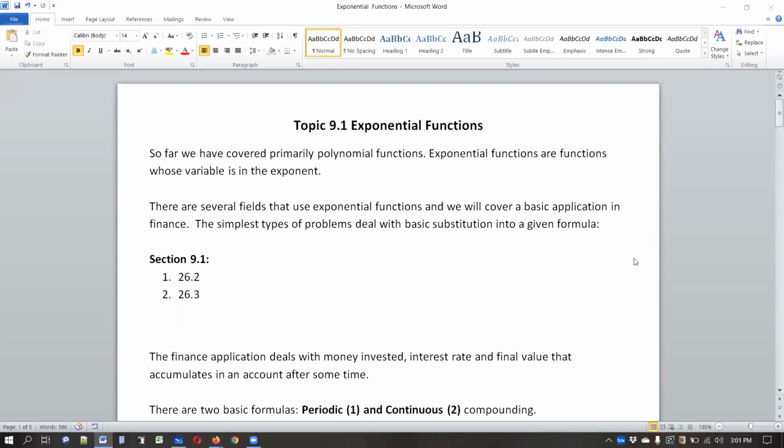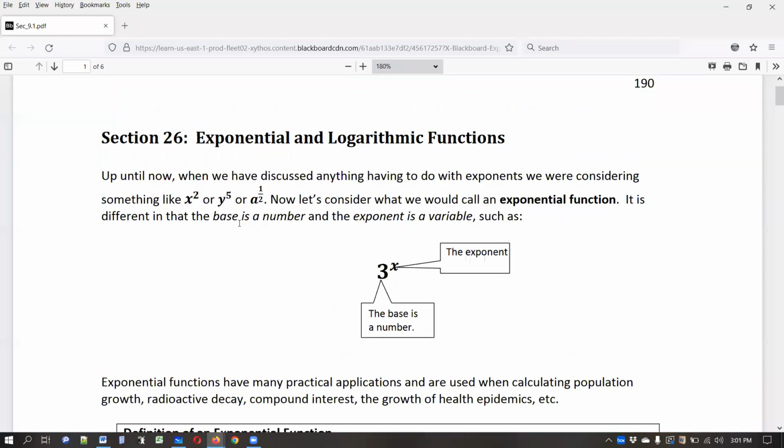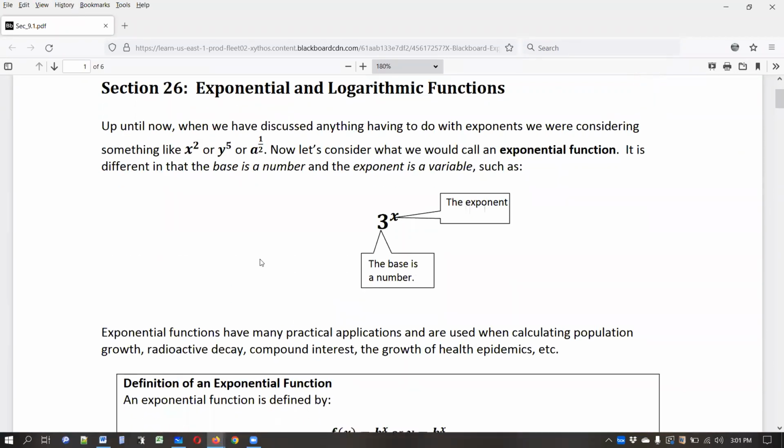Hi, hello everybody. So this is chapter 9, or topic 9.1 as I call it here, dealing with exponential functions. Your workbook calls it exponential and log functions from section 26. Now, so far we have been dealing mostly with polynomial functions, which is very different from an exponential or log function. In 9.1, we're only going to be talking about exponential functions.